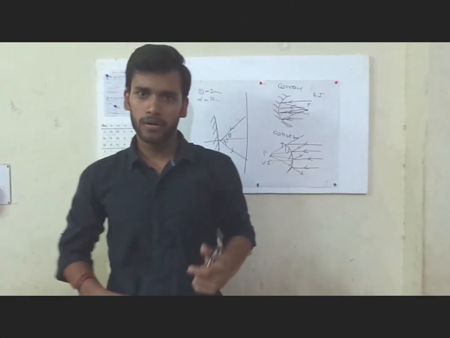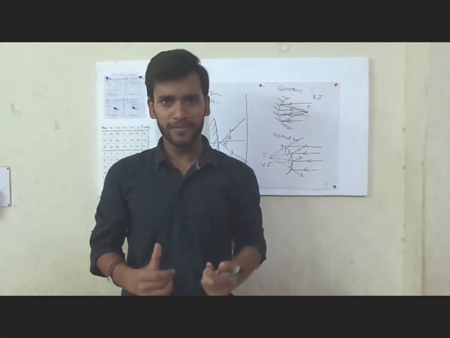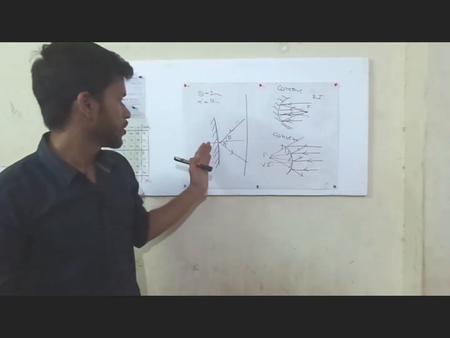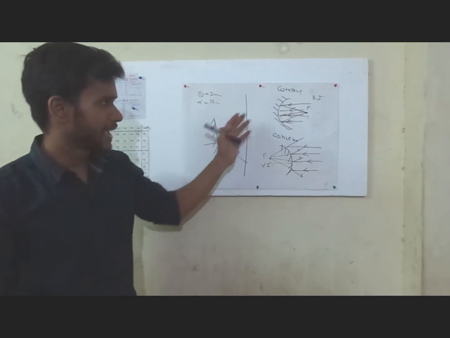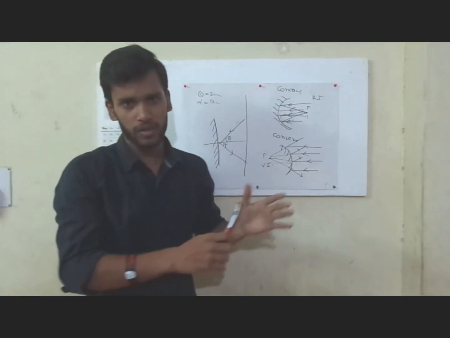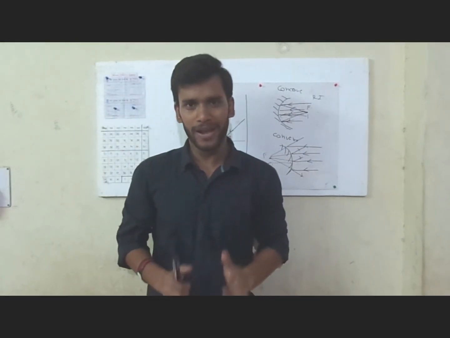That's it. We studied about the ray of light, beam of light, types of beam of light, then the phenomenon of reflection, what is incident ray, reflected ray, angle of incidence, angle of reflection, types of mirror, what is real image, what is virtual image. So this was all about reflection in optics.